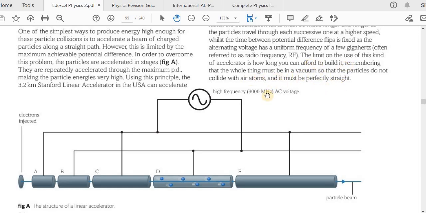Perfectly straight. So here the frequency is constant, so that means it changes the polarity at a frequency of 3000 megahertz. Now if you want, we can find the period by taking the reciprocal of this number.